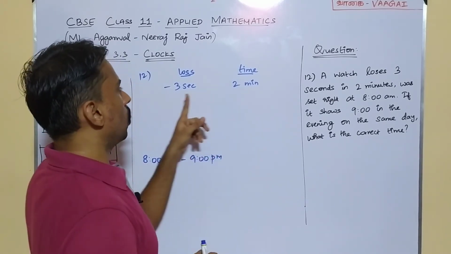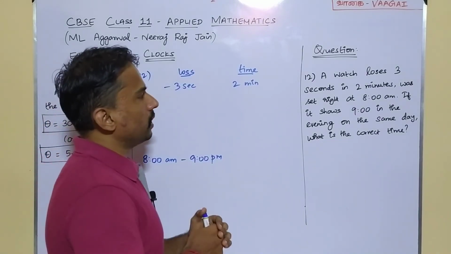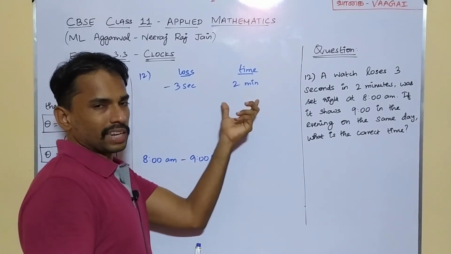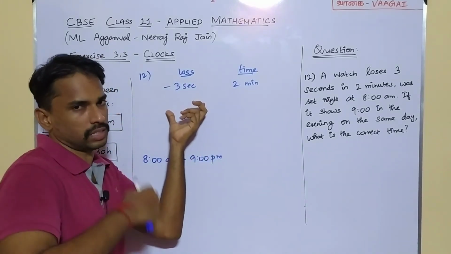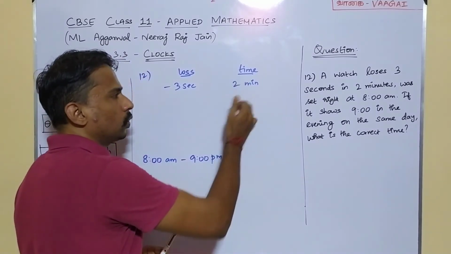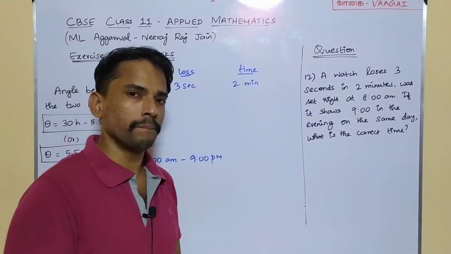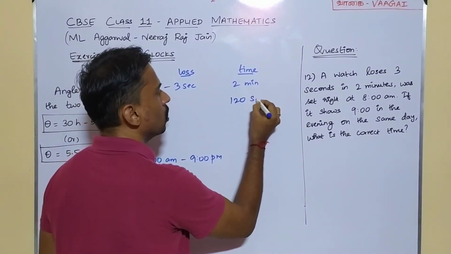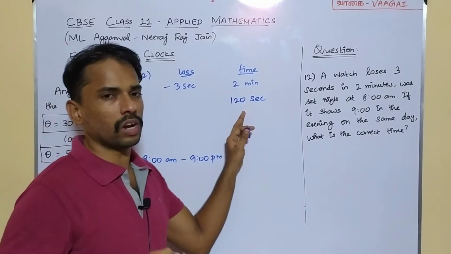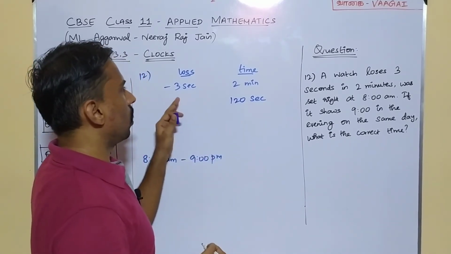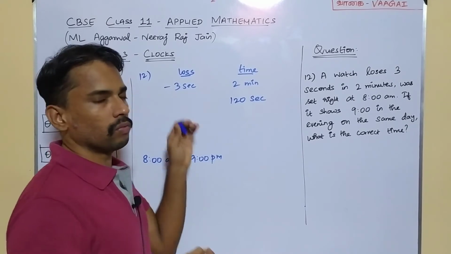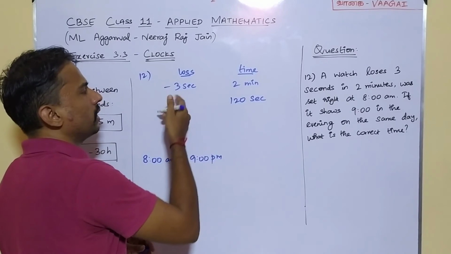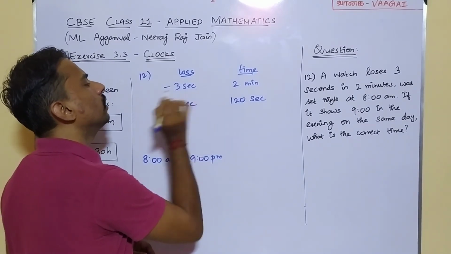So in 2 minutes this clock is losing 3 seconds. So we will convert into seconds. How much time this correct clock is running, and how much time this wrong clock will run at the same time, that we will do. First of all, 2 minutes, if you convert it into seconds, how much will be coming? 2 minutes will be equal to 2 into 60, so that means it will be 120 seconds. So by the time this correct clock is running for 120 seconds, this losing clock would have lost 3 seconds. So this would have run for how many seconds only? 120 minus 3. So this would have run for only 117 seconds.